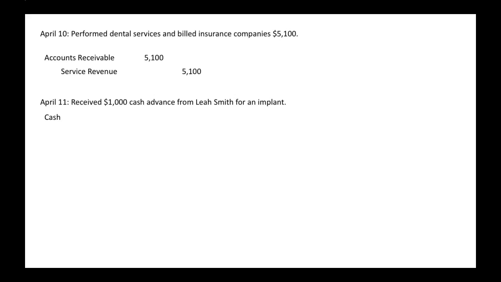But then our credited account here is going to be unearned service revenue. So whenever you get payment before you've earned that money, we need to count this unearned service revenue. And unearned service revenue is a liability, and liabilities go up with this credit. So we're increasing our cash and we're increasing our unearned service revenue in this entry by that $1,000.